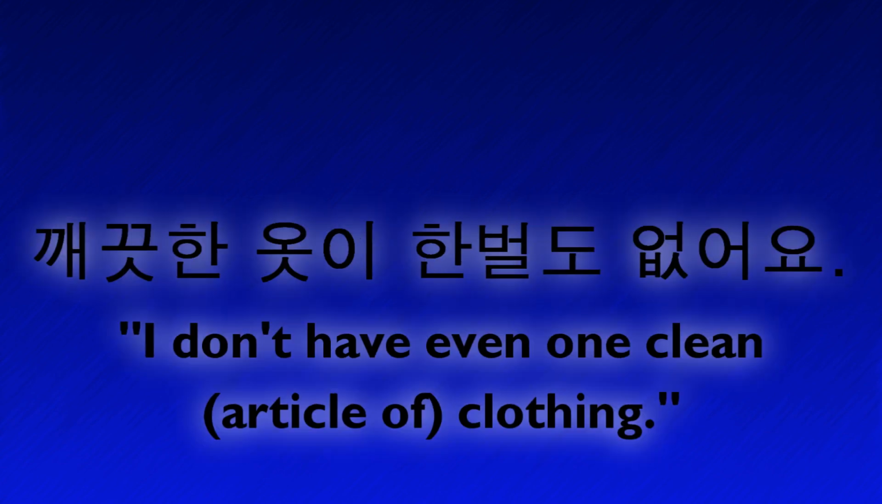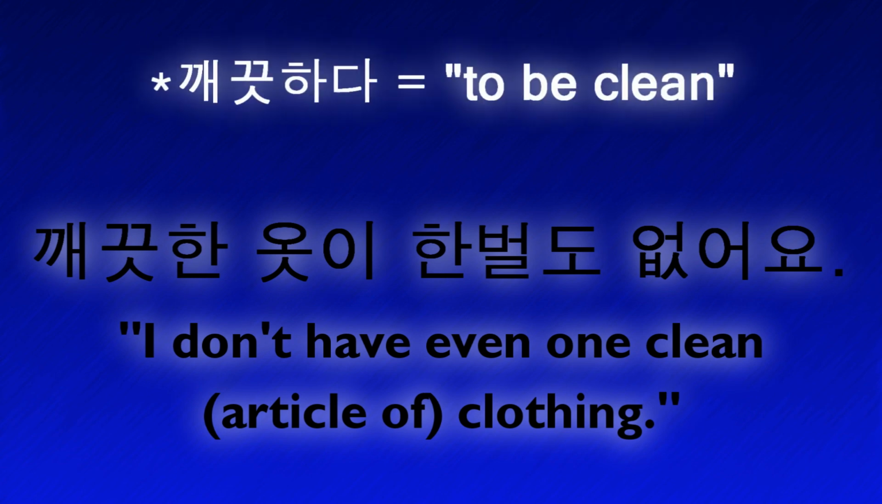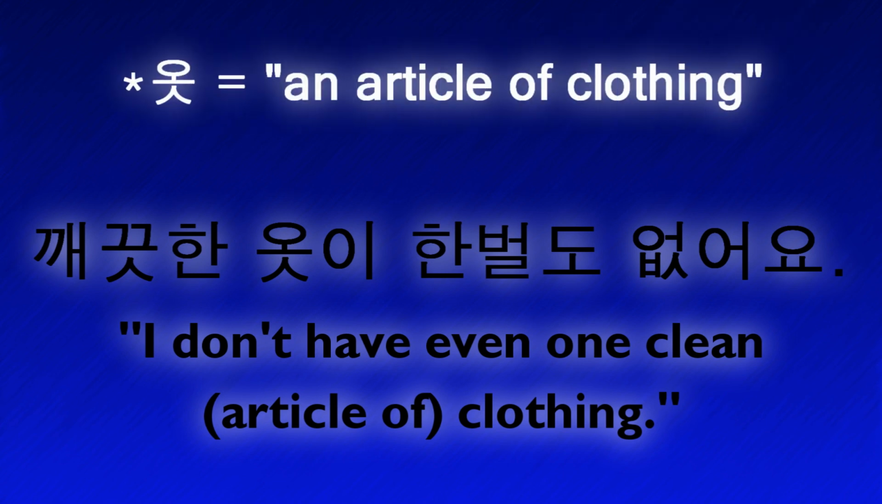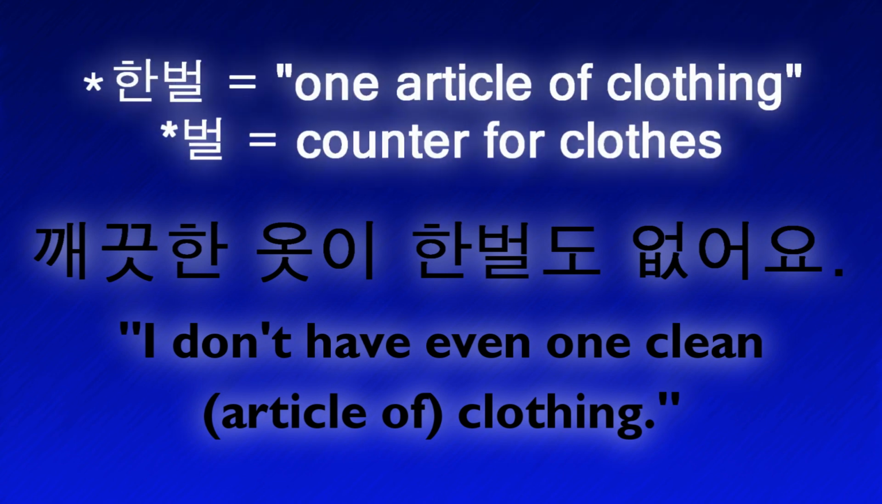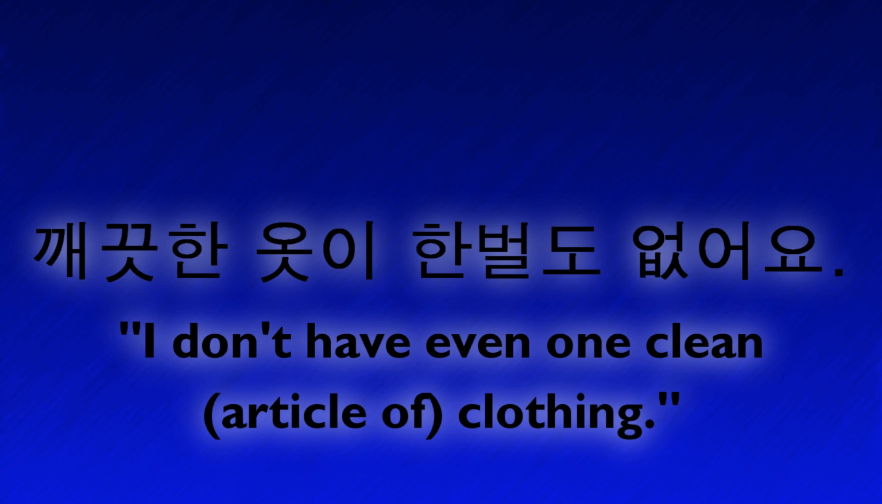Let me give you a couple more examples of both of these concepts. 깨끗한 옷이 한 벌도 없어요. 깨끗하다 is a descriptive verb that means to be clean. 옷 means an article of clothing or just clothes. 한 벌 means one article of clothing. 벌 is a counter used for counting clothes. Notice how we use the subject marker here, 이, after 옷 to show what 없다 is referring to.